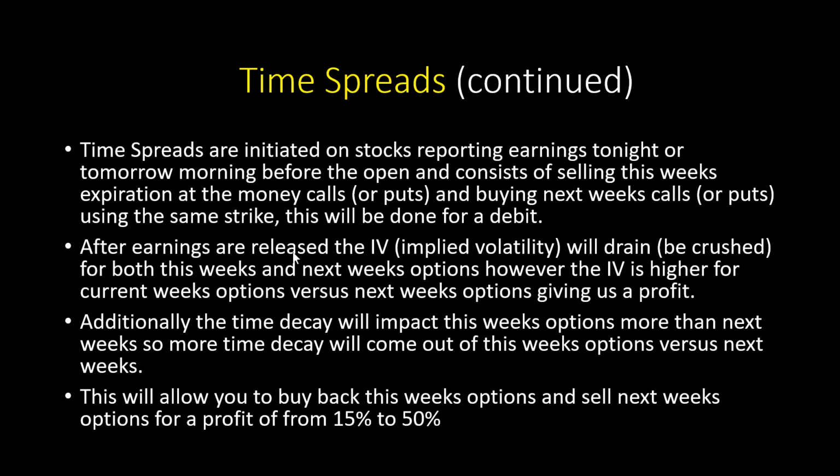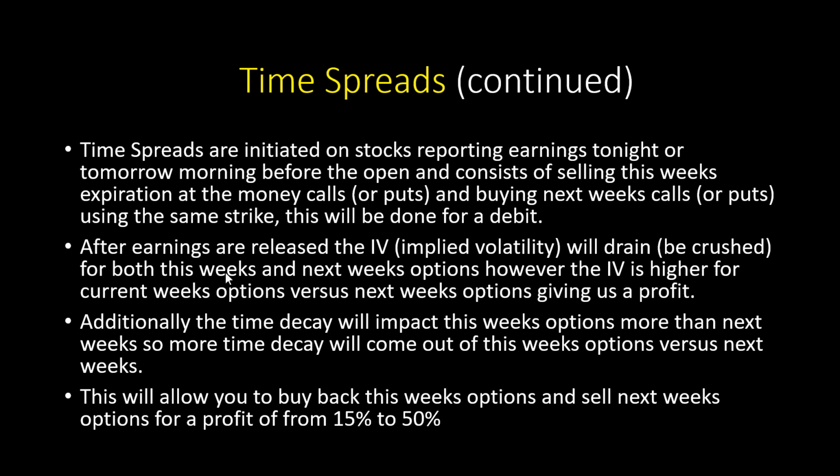After the earnings are released, the implied volatility is going to drain or be crushed from both this week's and next week's options. They've jacked up the premiums on this week's options and next week's options based on the earnings coming out. When the earnings come out, now the market makers know which way the stock's going to go, and they know how far it went. So they drain the IV out of the premium in the stock. That's called IV crush.